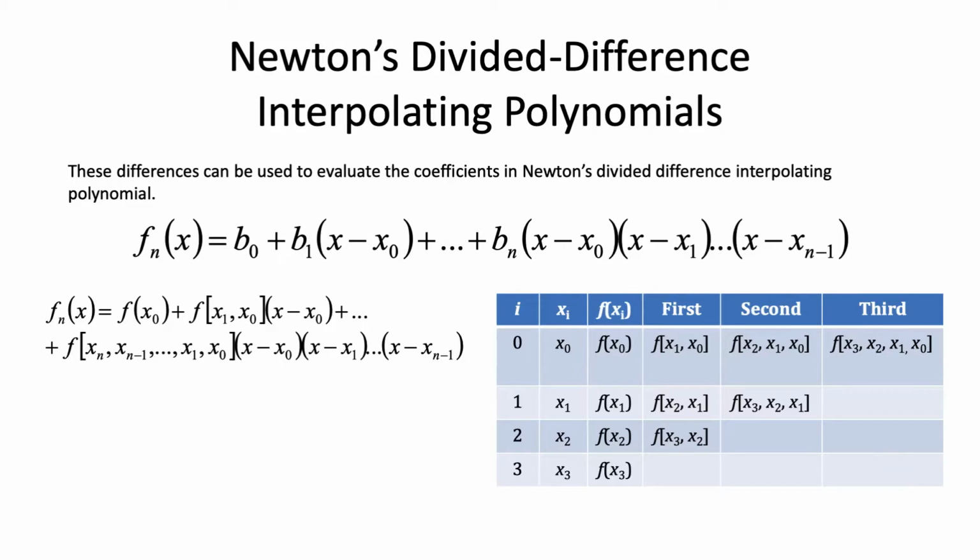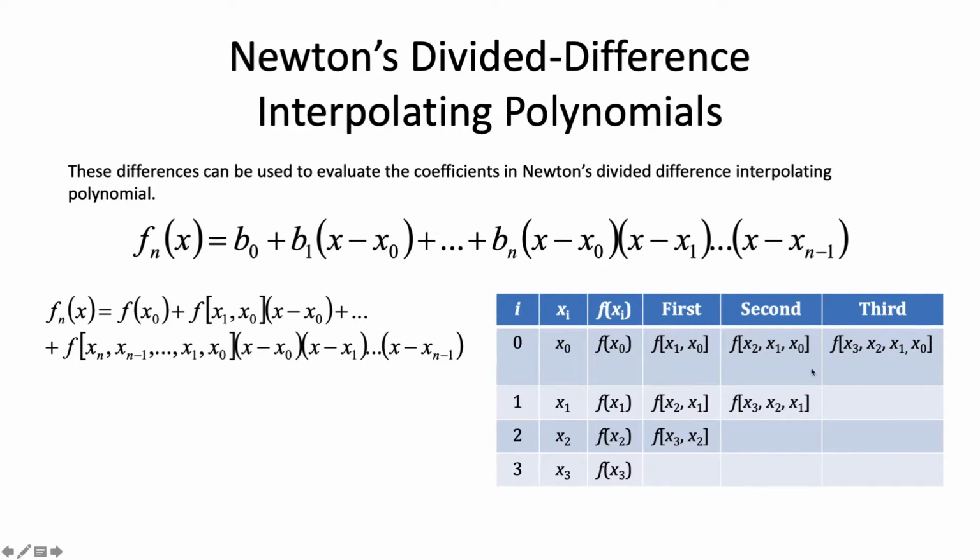These differences can be used to evaluate the coefficients in Newton's divided difference interpolating polynomial. So this is our general equation for the nth polynomial. Here's a table describing how we can obtain the coefficients b0, b1, b2 up to b sub n. If you compare this equation with this equation, we have b0 is equal to f of x naught, b1 is equal to f of open brackets x1 x naught close brackets, b2 is equal to f of x2 x1 x naught, and up to b sub n, which is equal to this.